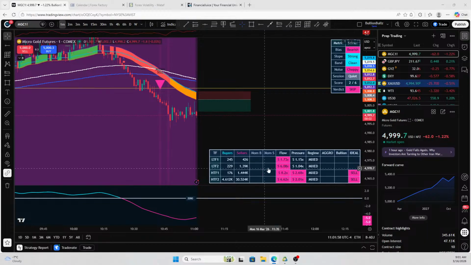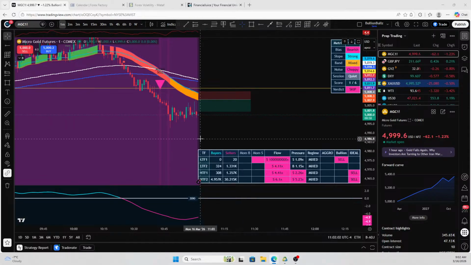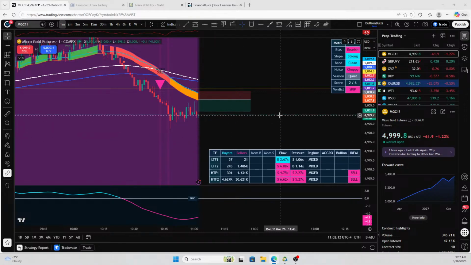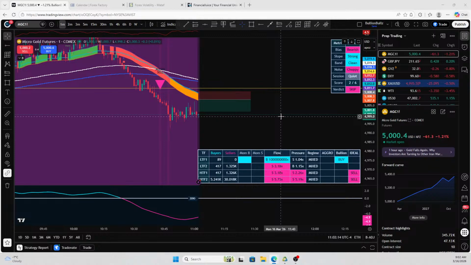Yeah, this is a crucial level, guys. Like, it's a very, very strong level. So I want to see price respecting this level. But yeah, especially on such days, it's better to just sit on the sidelines.